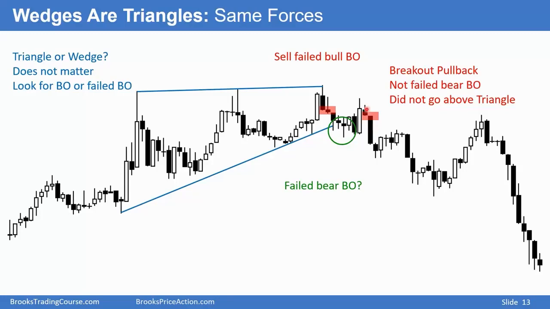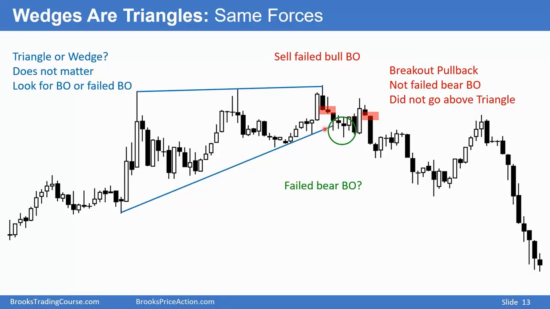The bears therefore see this as the start of that second leg down, and they see this as a bear flag. They see the whole thing as a bear flag. We have a bear bar, bad follow-through after the bull breakout. Traders will sell just below the low of that bar, and they'll get filled on this bar.